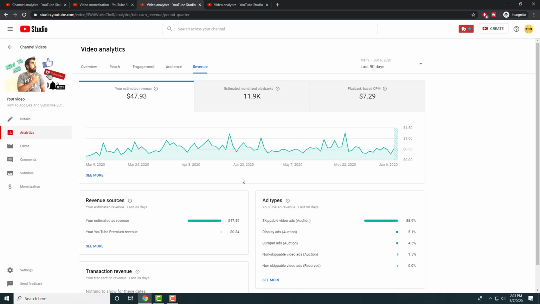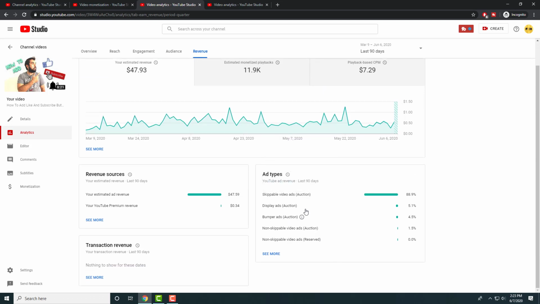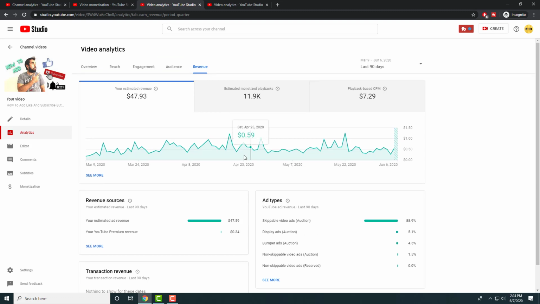So you can clearly see a very high level overview of how much money I'm getting, what's the CPM, and how many monetized playbacks I'm getting. You can obviously dive deeper at the bottom into the ad types: how many skippable video ads I have, the display ads, bumper ads, non-skippable. Obviously the skippable one is usually the best one. It's the first one, the one where the video starts and you get it right away, and that usually ends up pulling you the most cash because it's the one advertisers usually opt for. And no transaction revenue, obviously, and then the high-level view of estimated ad revenue, YouTube Red or just the normal one. So again, not bad, almost $50 for the past 90 days.